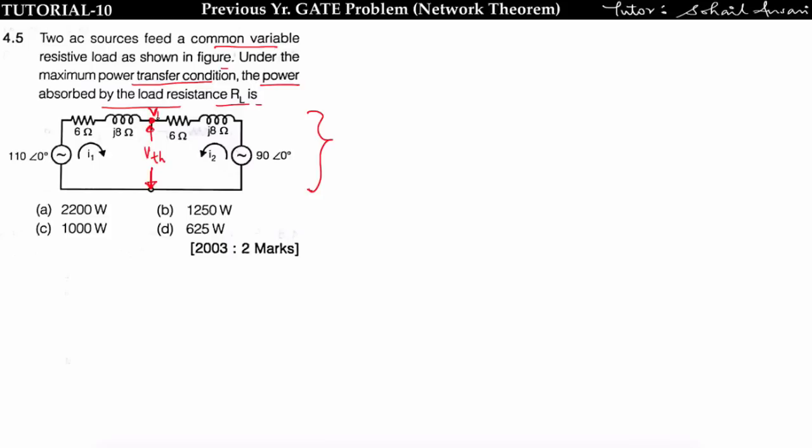This is my VTH. So at node VTH I am applying the nodal equation, considering that this VTH is at higher potential. Current will leave from higher potential to lower potential, so I am assuming that I1 is flowing here and I2 is flowing here. So apply KCL, and you will get I1 plus I2 is equal to 0.